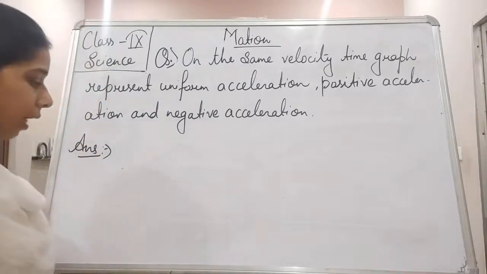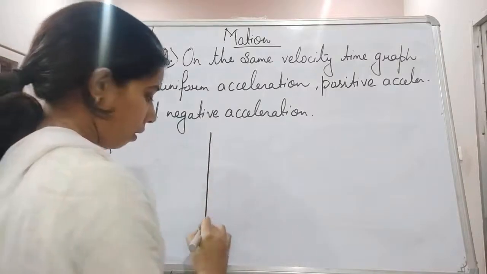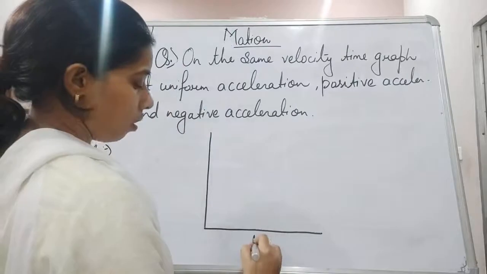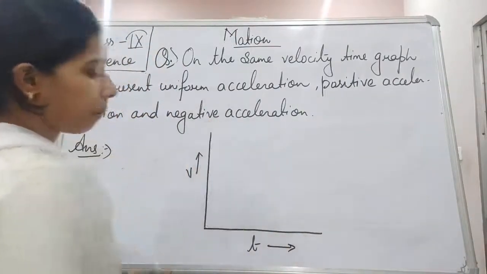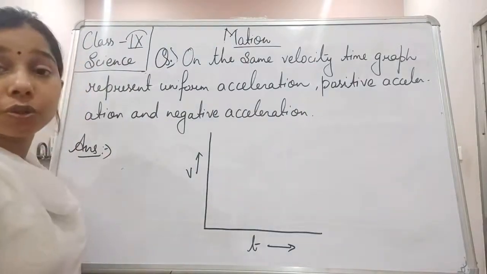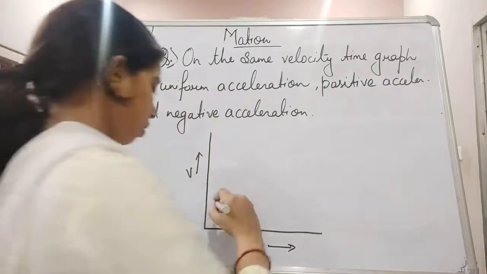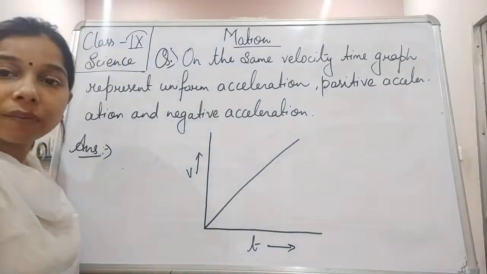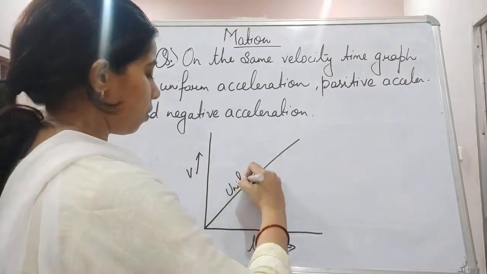So at first we will draw a velocity time graph. This is the time, and this one will be the velocity. At first we will make the uniform acceleration. You know that, students, for a uniform acceleration there will be a straight line. A straight line will be there which helps in telling us that this is a uniform acceleration.